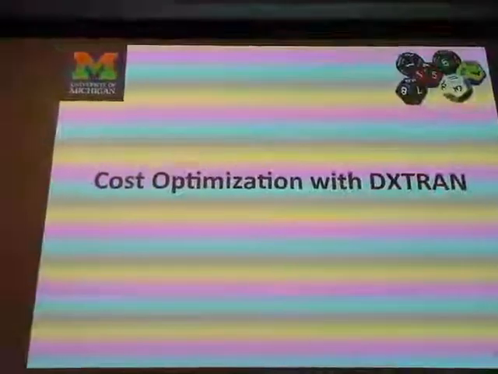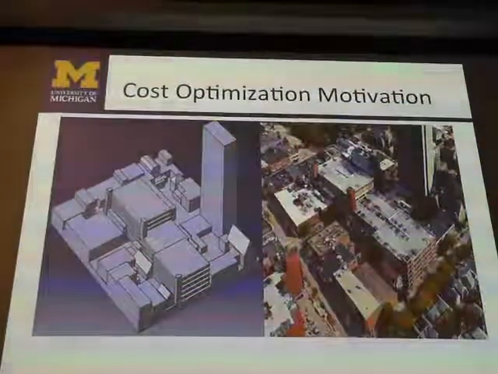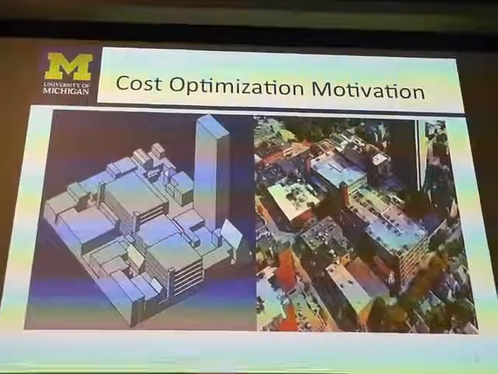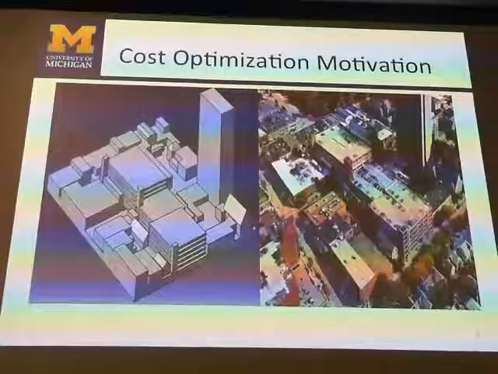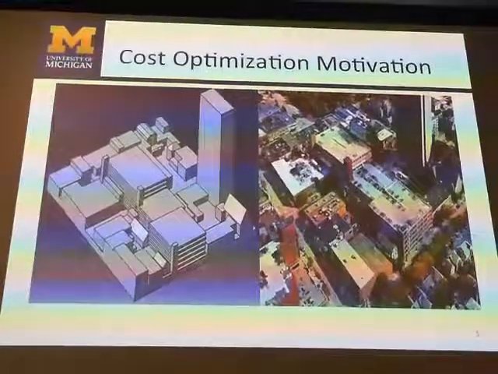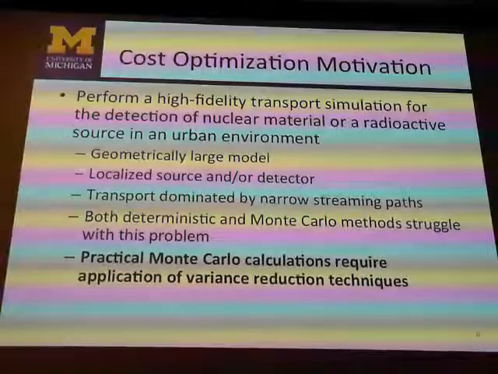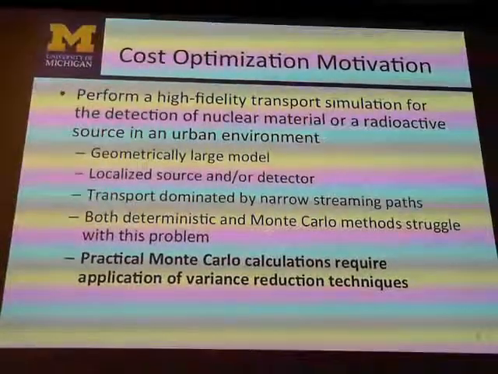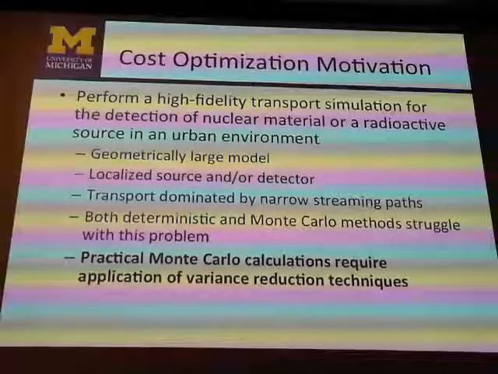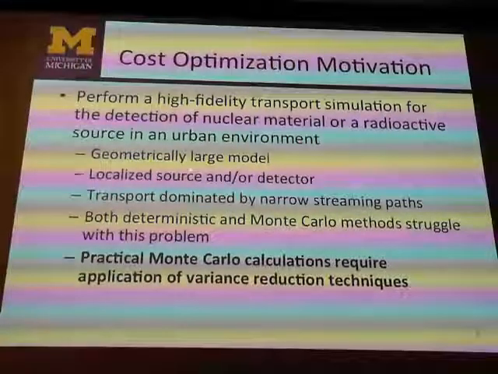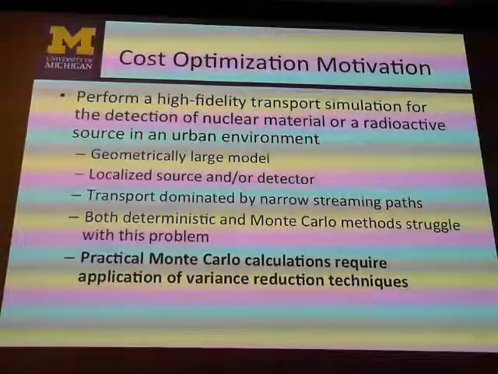Okay, part one: cost optimization with this funny variance reduction technique called DXTRAN. In CNEC, we are trying to solve a hard problem. This is a CAD model of a city block in Ann Arbor. We're trying to run a radiation transport simulation on this, and we're trying to do it in an efficient manner. We want high fidelity. Oftentimes in non-proliferation, we use what are called low fidelity calculations. We need to benchmark those against high fidelity calculations, where we actually solve the actual transport equation. It's geometrically large. You have localized source and detectors. Source location may not be known. The detectors may be in motion. There are a lot of complications with that.